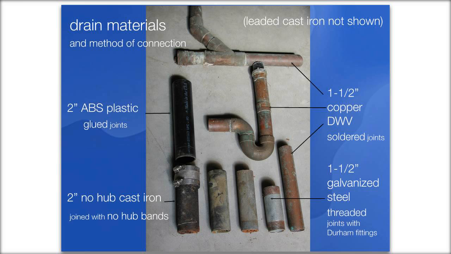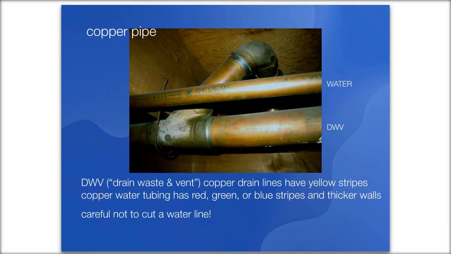Sometimes when you're under a house, it's really, really dirty. Everything is dusty and has been there for a long time. And sometimes it's hard to identify anything by color. So looking at the way they're connected is the best way to identify the type of pipe.